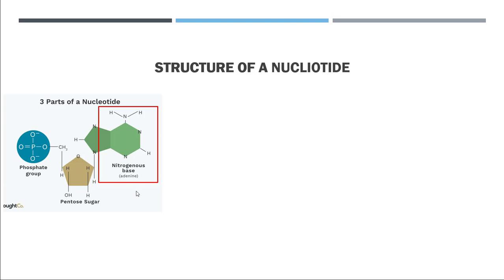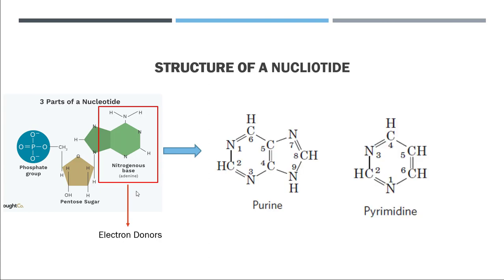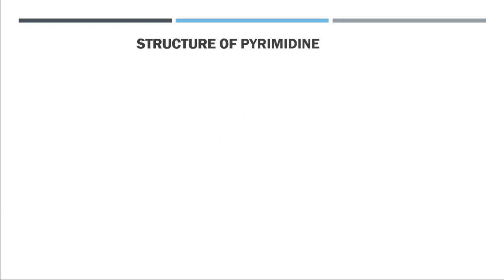Nitrogenous base. Why do we call it a base? Because it donates electrons just like a base. So that's why we use the word base with it. And why do we call it nitrogenous? Because we have two different kinds of nitrogenous bases, that is purines and pyrimidines. And we can see that the nitrogen atom is basically embedded in these structures. That's why they are called nitrogenous bases.